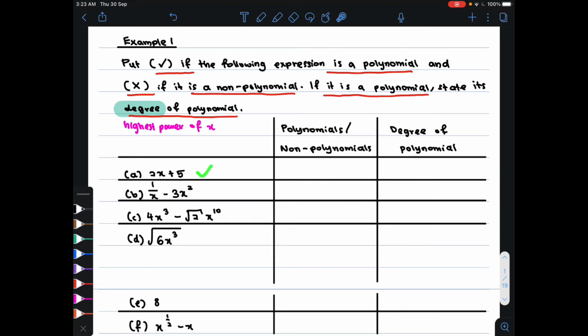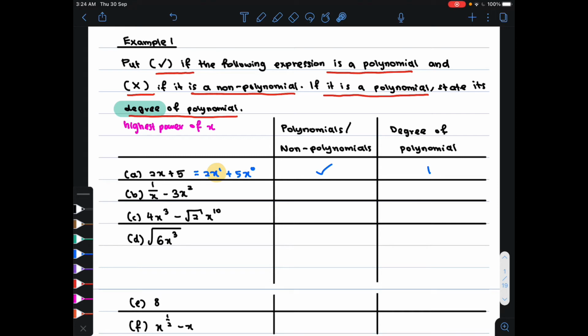We have 2x plus 5. So look at the power of x in this expression. So this is actually 2x to the power of 1 plus 5x to the power of 0. So if we look at the power, we have 1 and 0. So this means that this is a polynomial. So what is the degree? Look at the highest power. We have x to the power of 1 and x to the power of 0. So the highest power is x to the power of 1. Therefore, the degree is 1.